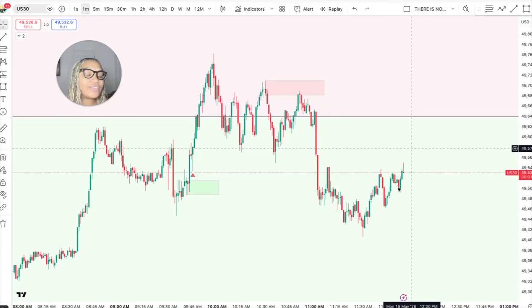The last one I have is wait. Waiting is very important. When you're trading US30, a lot of us come in because it's so volatile and it's so fast, and we feel like we need to be quick and fast with US30, and that's the complete opposite.